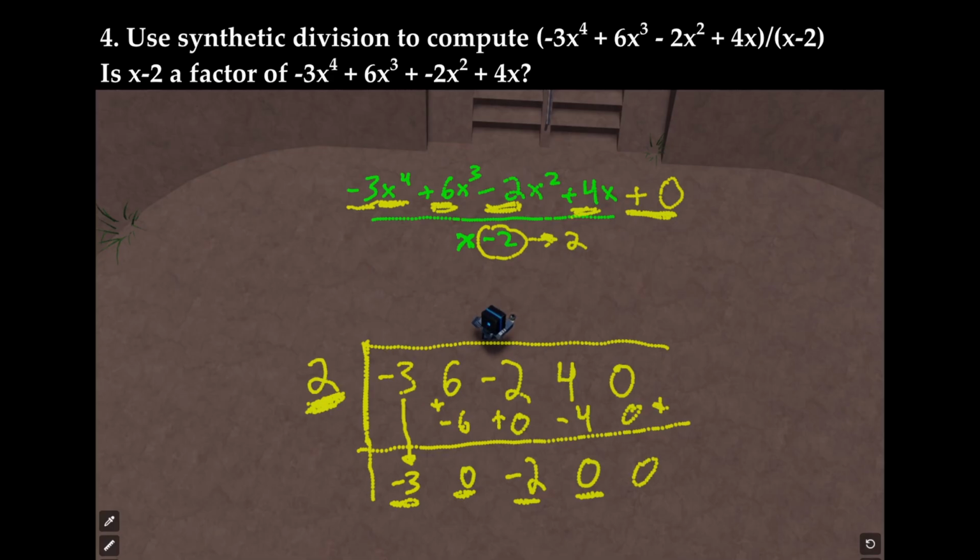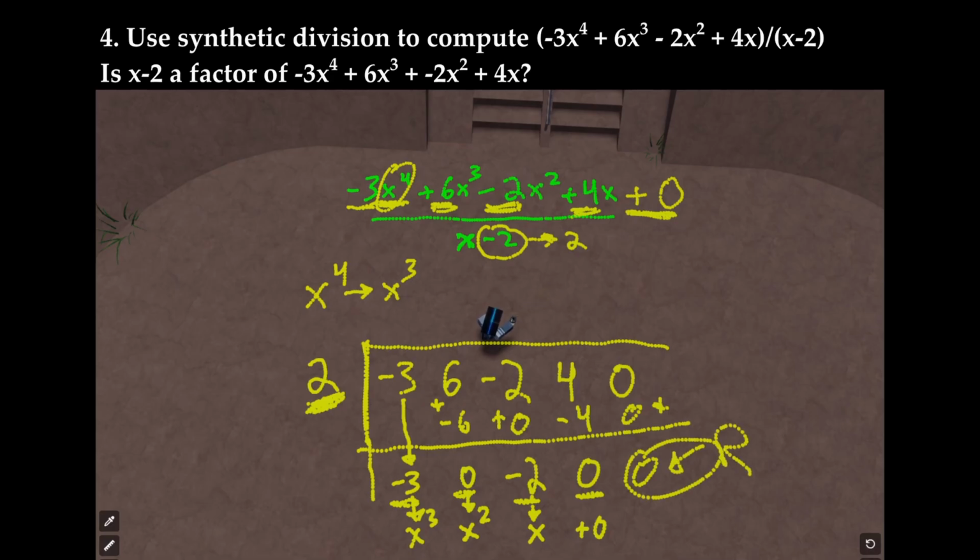So now we have all the coefficients in our answer. So notice how the highest power in the numerator was x to the fourth power. Therefore, in our answer, the highest power is going to be x cubed. So we start with x cubed. So this minus 3 is the coefficient on x cubed. The 0 is the coefficient on the next highest degree, which is x squared. And you just keep going on like this. Therefore, minus 2 is the coefficient on x. 0 is just plus 0. And our remainder is 0 because that was the final number in synthetic division.